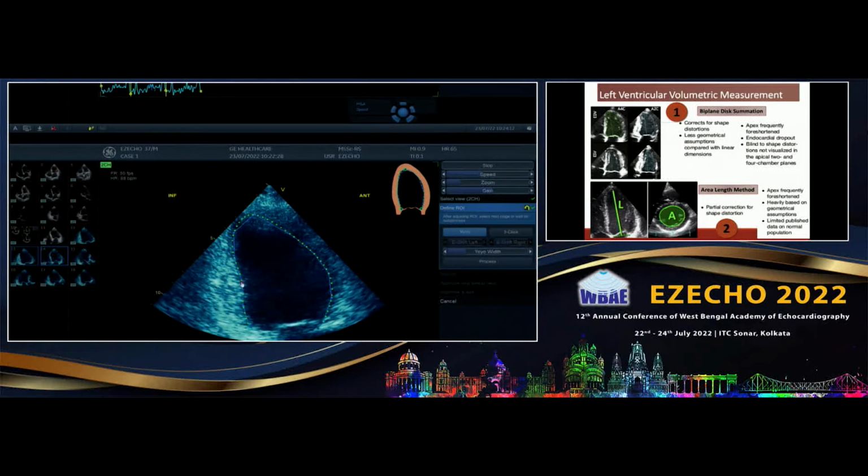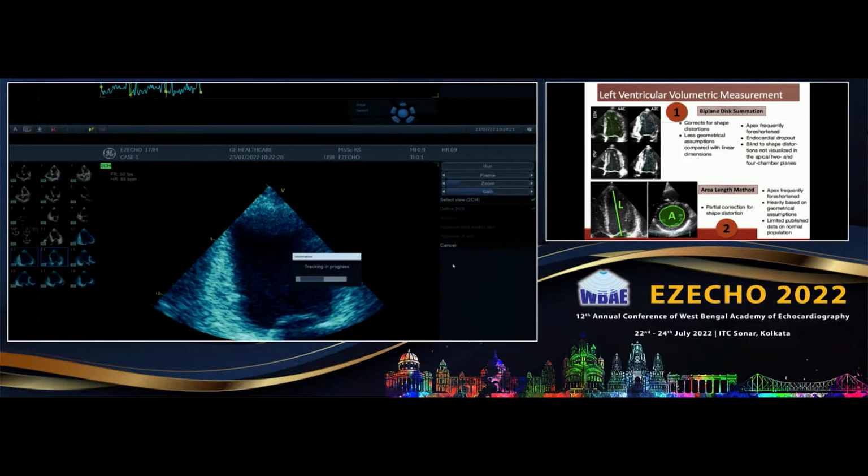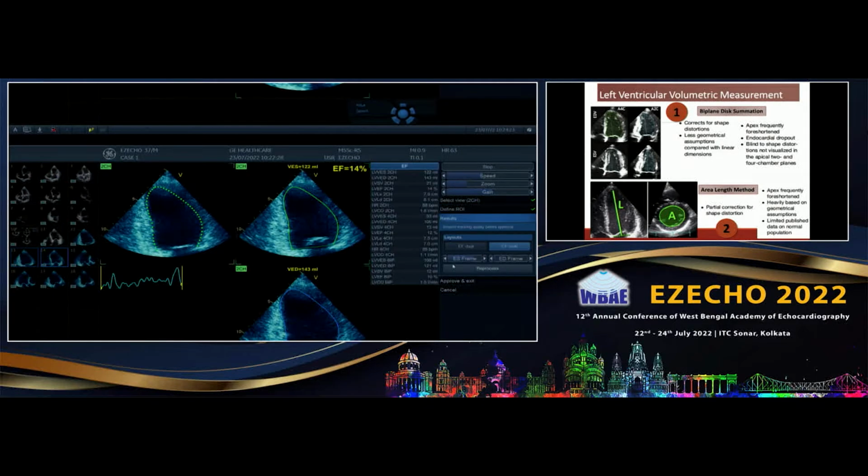So this is correct. We include the trabeculae inside. We should be perfectly at the compact myocardium, okay? So we should be at the base of the trabeculae and not the tip of the trabeculae. So this is one thing.